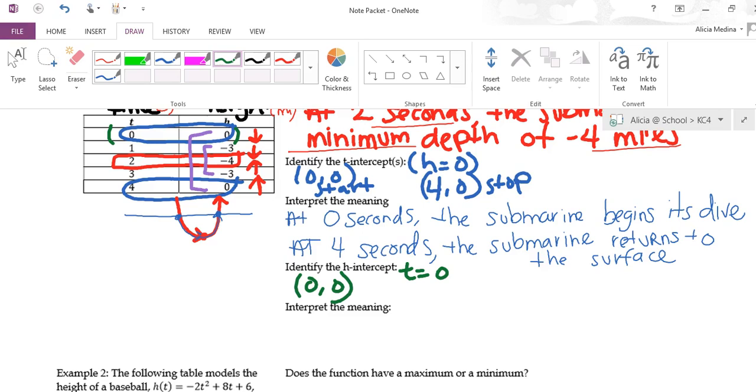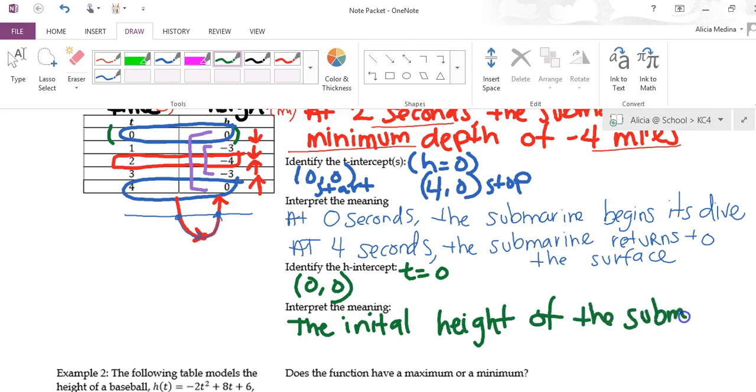So interpret the meaning. Well, the initial height then of the submarine is 0 miles. h represents height, and t is time. So when time is equal to 0, the initial height of the submarine is 0 miles. Right? And to think about what this would look like as a graph, this is my y-axis. The height, wherever it's crossing, is starting there at that 0. So wherever it's going down, where it starts its descent.